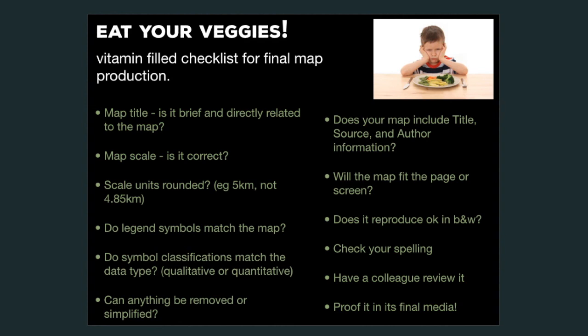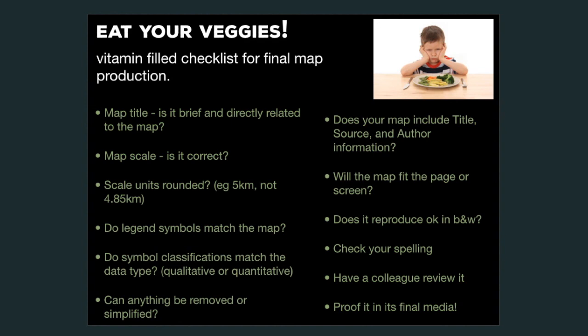Do legend symbols match the map? So that's the visual variable stuff. Do symbol classifications match the data type? Again, that's variables, hues versus values for colors and that sort of thing. Can anything be removed or simplified? Look at all the layers you put into your map and throw out anything that really isn't part of the message or the context. Does your map include a title, a source, and author information?